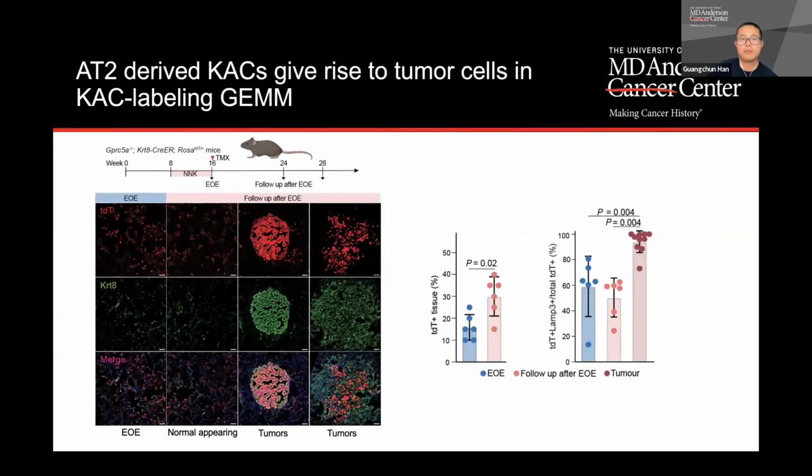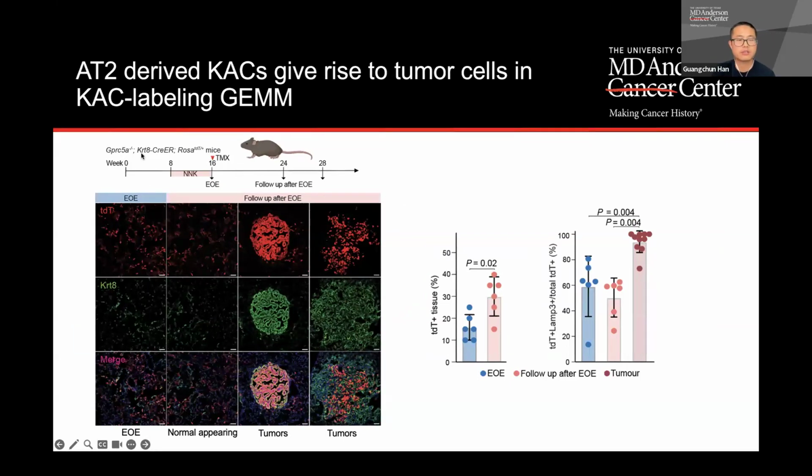So finally, as ultimate validation, we adopted another mouse model to justify the malignant cells we observed are actually coming from A2 and go through this CAC cell state and form tumor cells. What we did here, we used another mouse model, which is able to label KRT8 CAC cells, that we chose as the marker, the KRT8.